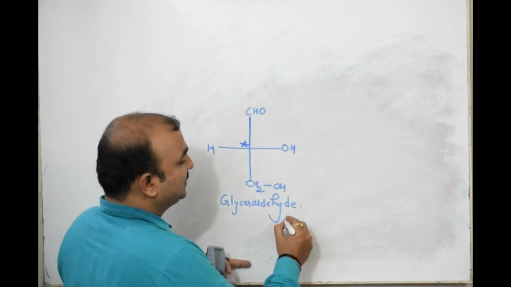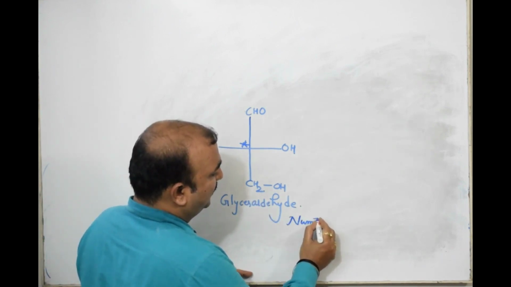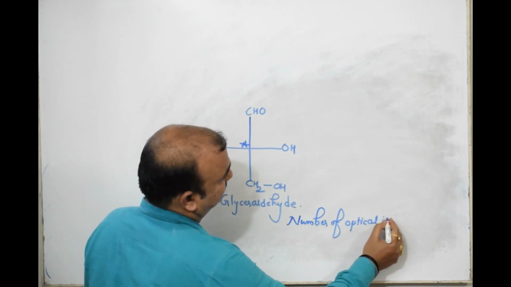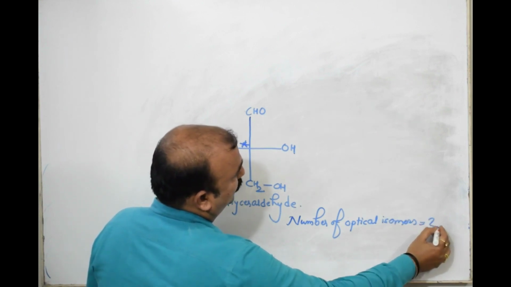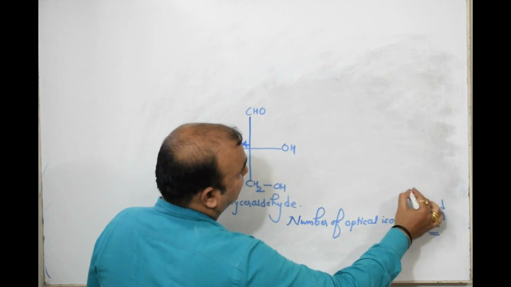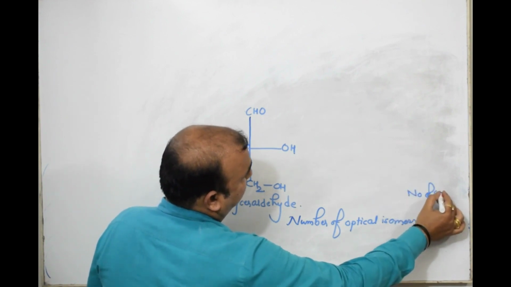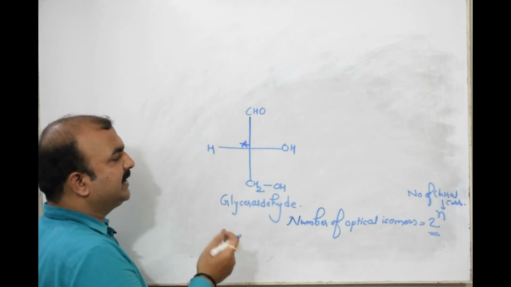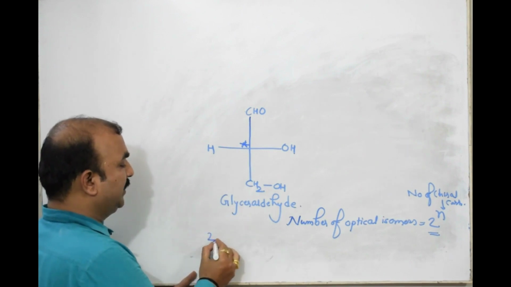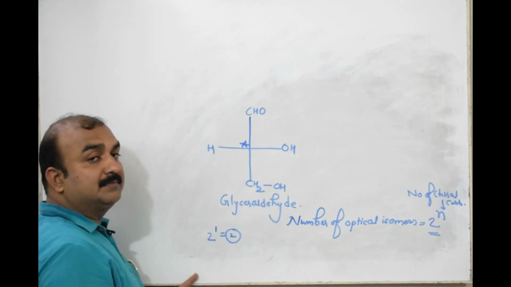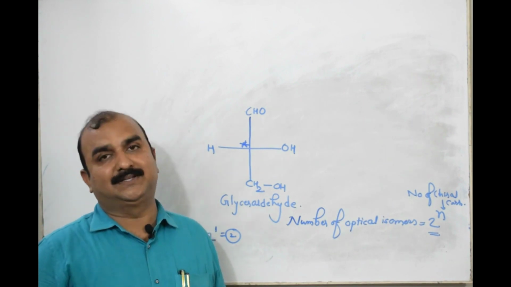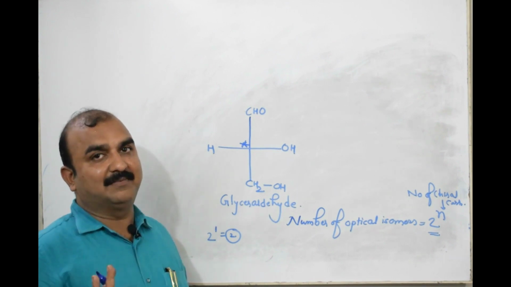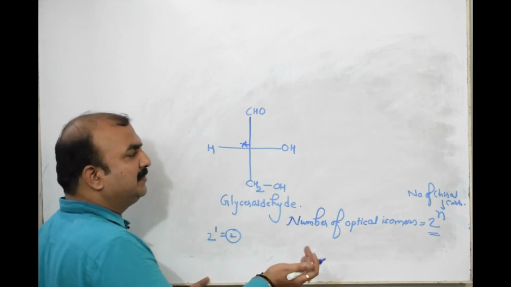The most important rule is that the number of optical isomers is equal to 2 raised to n, where n is the number of chiral carbon atoms. Now in this compound, how many chiral carbon atoms are there? 1. So 2 raised to 1 is equal to 2. So this compound shows 2 optical isomers. What is an optical isomer? The compound must contain a chiral carbon atom. That's it.